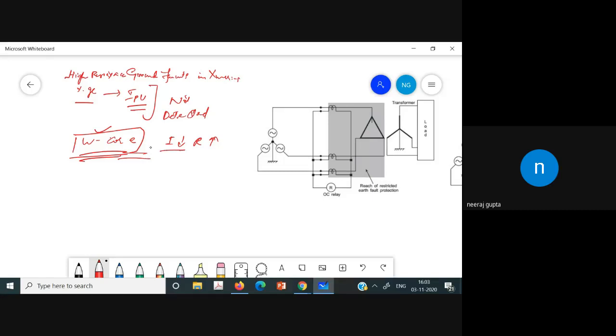Otherwise, since the current is very small, it can be so sensitive that it can operate for any current within the system. So this protection is also known as the restricted earth fault protection. Now, the schematic here shows the high resistance ground fault on the delta side.